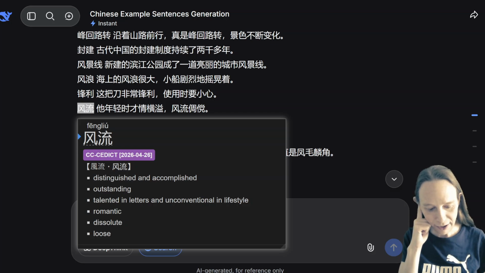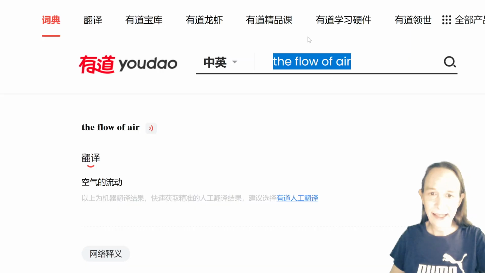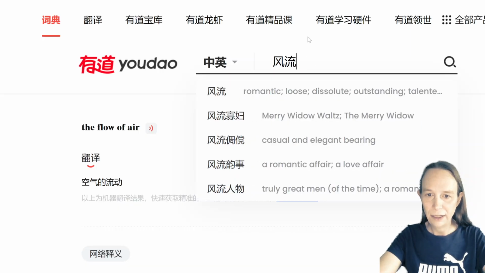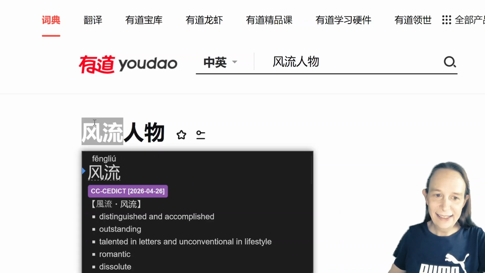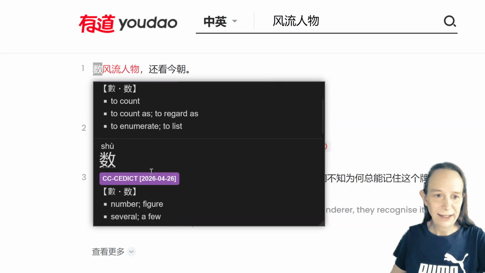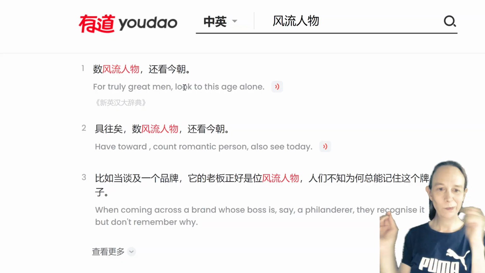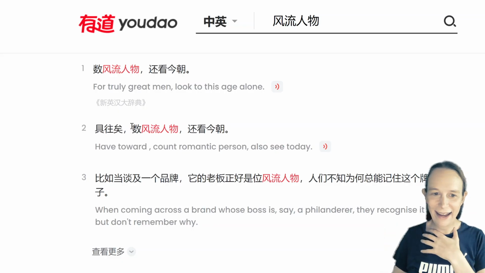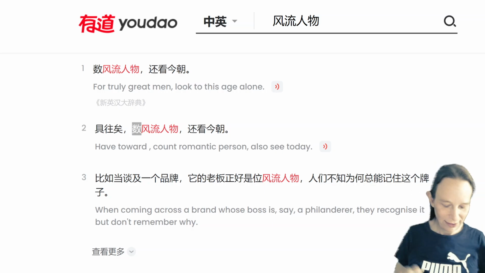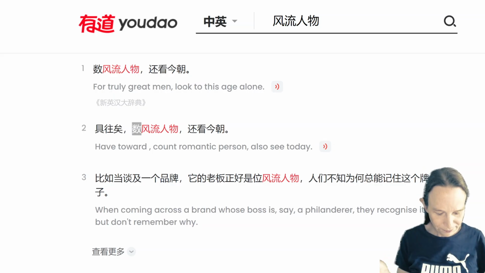Okay, so 树风流人物. Oh, 风流人物. Okay, so these are outstanding people, outstanding personage. This 树 just means there's a number of them. For truly great men, for the small number of them. 还看金朝. Yeah, I don't know how to explain the 树. Anyway, so the 风流 here is like outstanding.